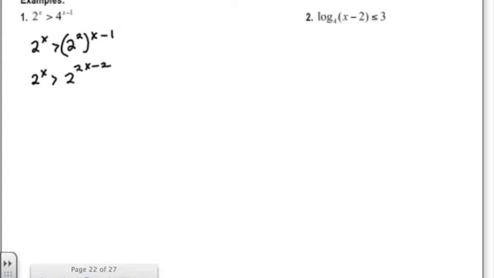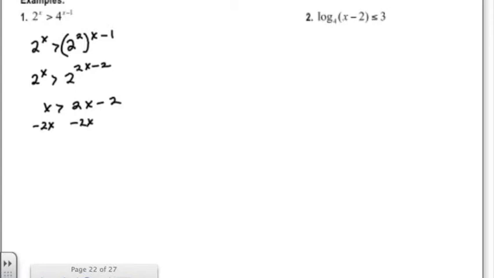So if I have 2 to some power, and that's bigger than 2 to another power, doesn't it make sense x has to be greater than 2x minus 2? So x is greater than 2x minus 2. And then we just solve like normal. So subtract the 2x from both sides.